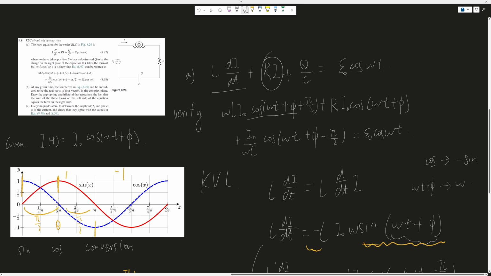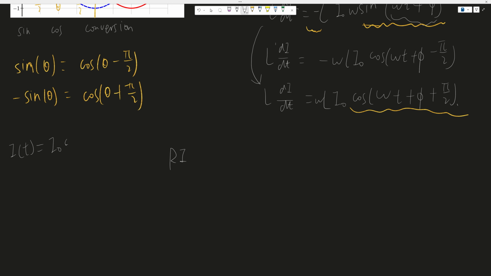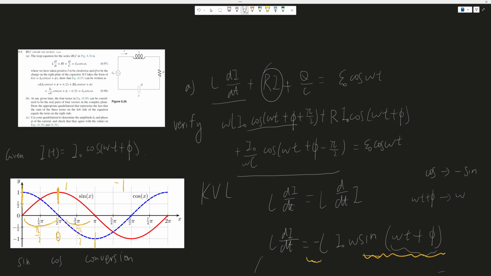So this term is really straightforward since we already have I. Just to refresh, I of t, the question gave us I0 cosine omega t plus phi. And so Ri is just R I0 cosine omega t plus phi, which again matches the second part of this formula. And for the third part, we have Q over C.